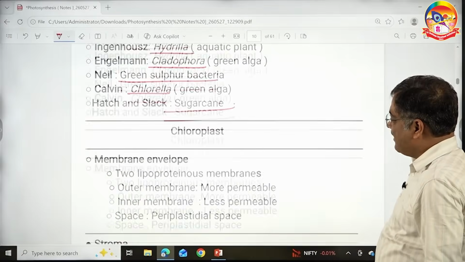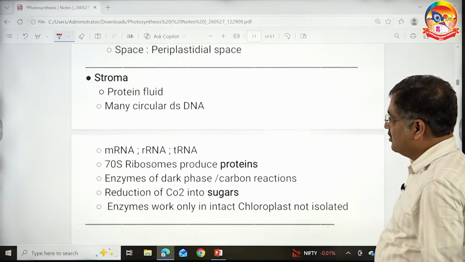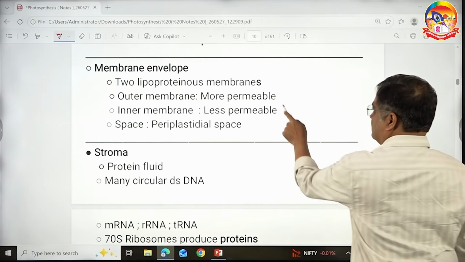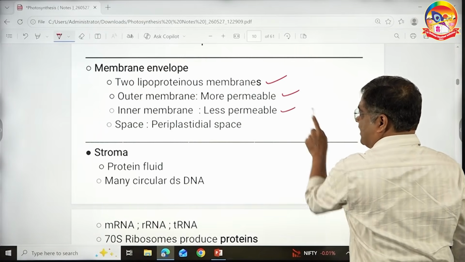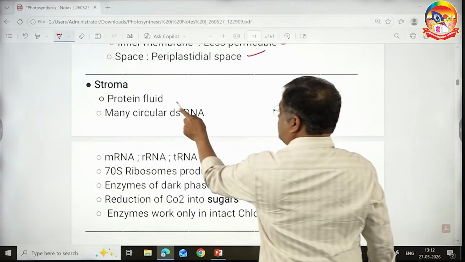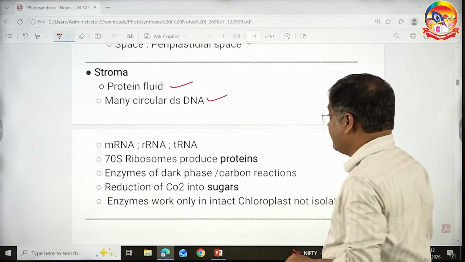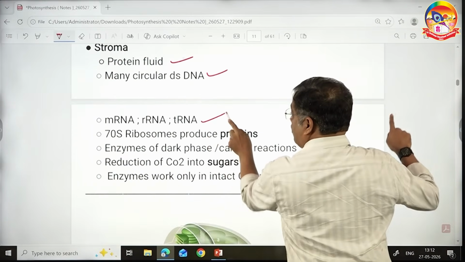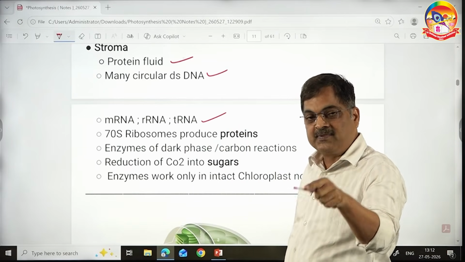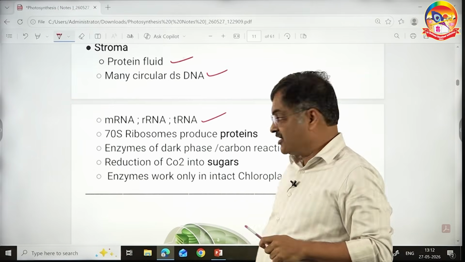Right. Then we talk about the chloroplast. Now, this is something which you already heard in a chapter in your first year. Chloroplast contains a membrane envelope. The outer membrane is more permeable than the inner membrane. The space is called the periplastidial space. Stroma contains proteinaceous fluid. It has many circular DNAs, unlike mitochondria, which has one circular DNA. It contains all 3 types of RNA, not all 3 types of RNA polymerase. All 3 types of RNA polymerase are there inside the nucleus. Such kind of questions, you should be careful, children.